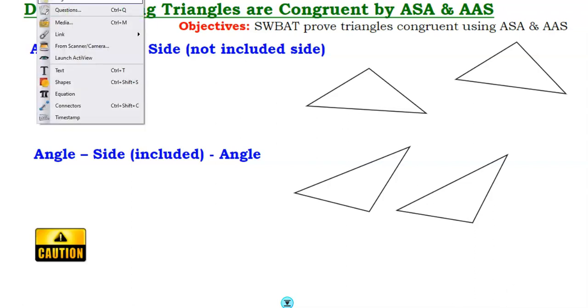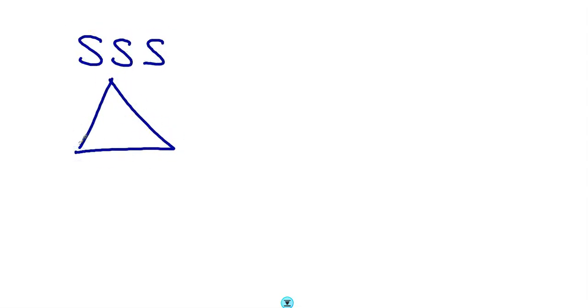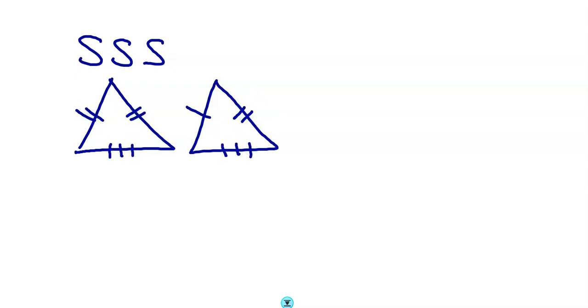Let's get to it. So what have we learned so far? We've learned SSS, which just means that if two triangles have all three sides corresponding, so I have this side congruent to this side, and this one congruent to this side, therefore we can prove SSS.